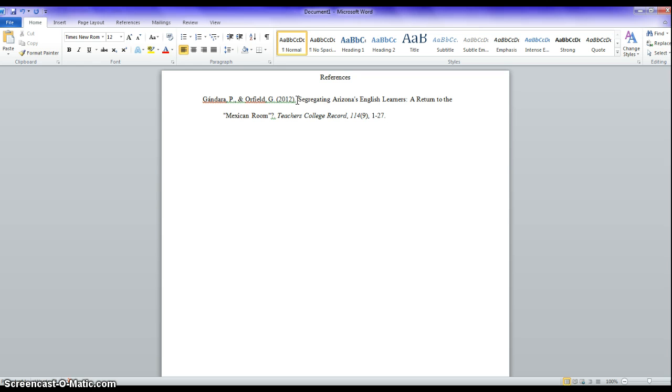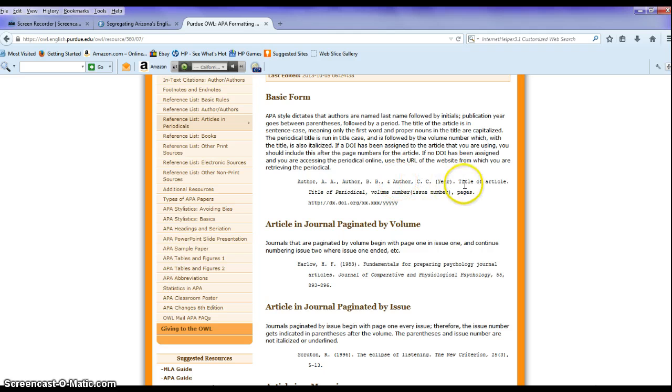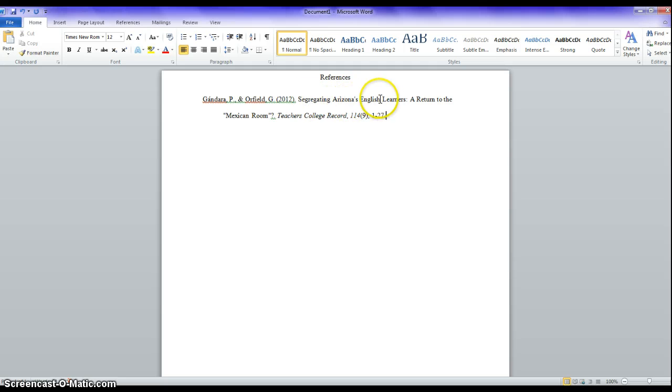followed by a period. Next, I'm going to refer back to this, and we're going to make sure that we have the title of the article, which is Segregating Arizona's English Learners, A Return to the Mexican Room. This needs to be in sentence style structure with only the first word as well as pronouns capitalized. So I'm going to change capital L to a lowercase l, followed by the capital R to a lowercase r. And that can all stay. I'm going to remove that period.